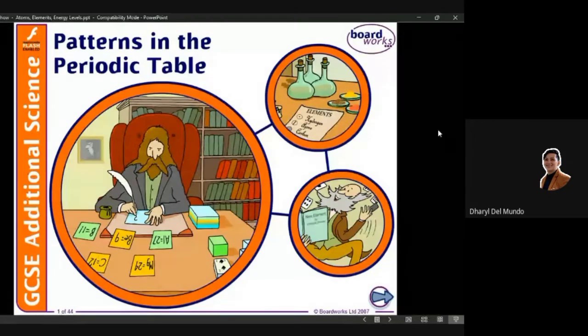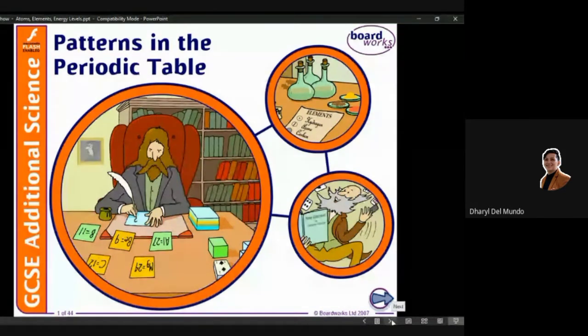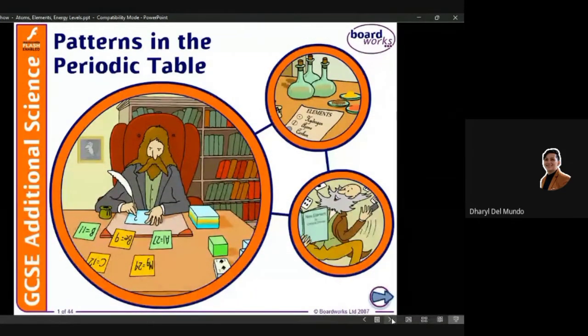All right. So since you are ready, we are going to talk about the superficial understanding of the patterns of the periodic table. And of course, before we understand the patterns in the periodic table, we must be able to know the basic unit, which is all about the atoms.